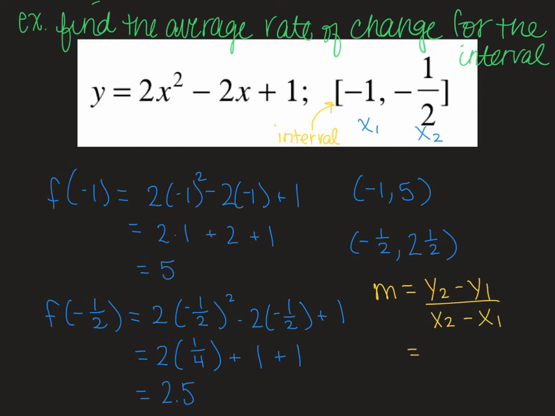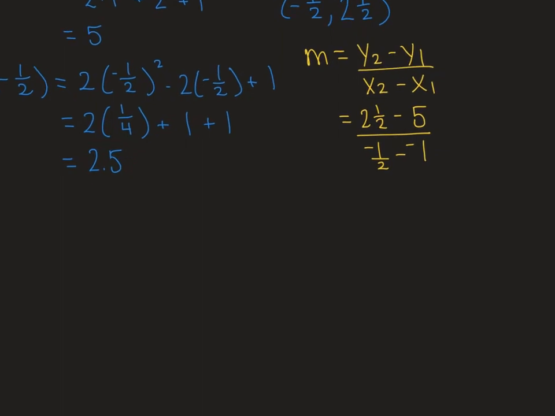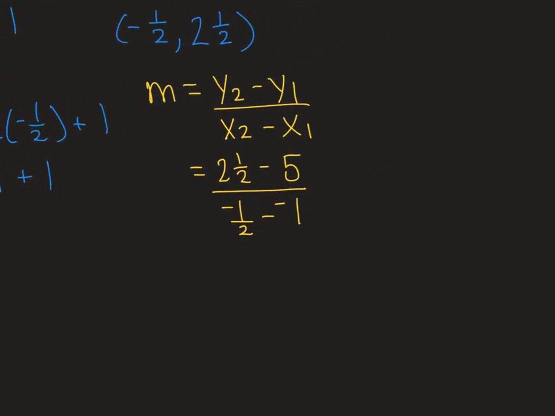which is going to be, let's see, so we have 2 1/2 minus 5 over negative 1/2 minus negative 1. Remember, it gets a little tricky there. I'm going to scroll up so we have a little more space. So now we need to work on these fractions here. I know it's your favorite thing. So we have negative 2.5, because that's 2.5 minus 5, over, now this becomes addition again, and that's going to be a positive 1/2.